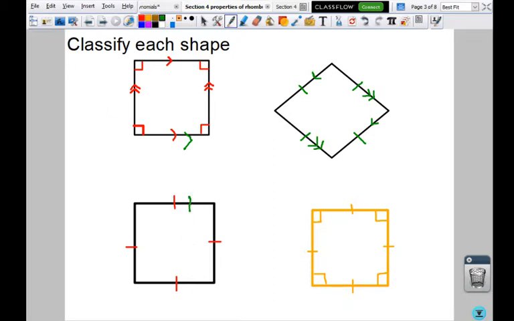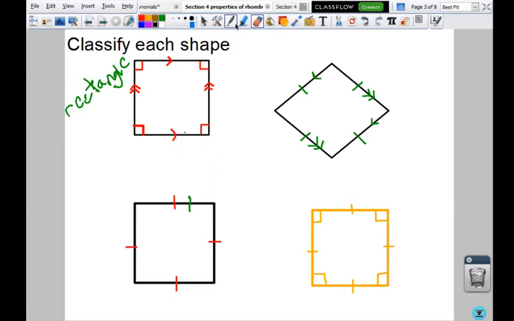We're classifying each shape. This one has 4 right angles, right? That means it is a rectangle. It is not a rhombus because it doesn't have 4 congruent sides, and it's not a square because a square needs to have both.